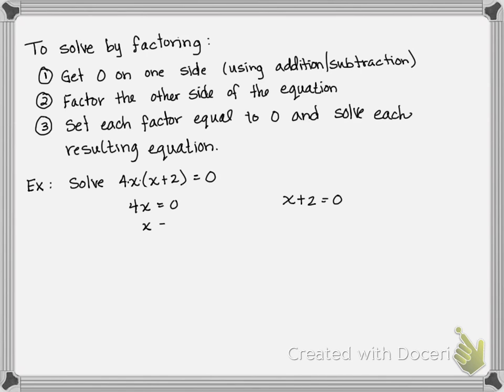This just gives us x equals 0, right? Because the only thing you can multiply by 4 to get 0 is 0. And then this guy gives me x equals -2. In my math lab, you will write it this way. It'll ask you to list your solutions separated by commas. Notice there are no parentheses here.